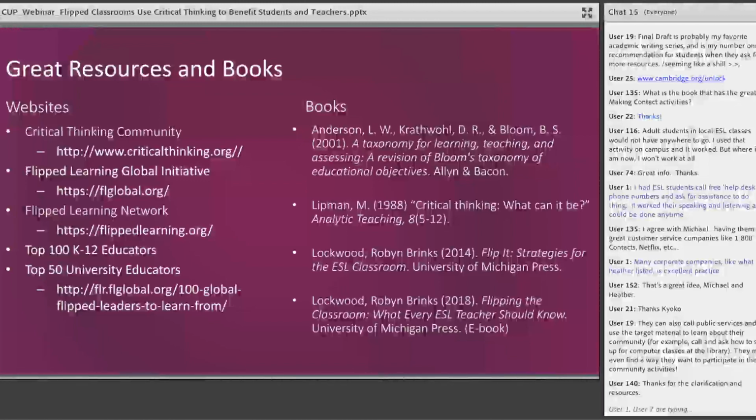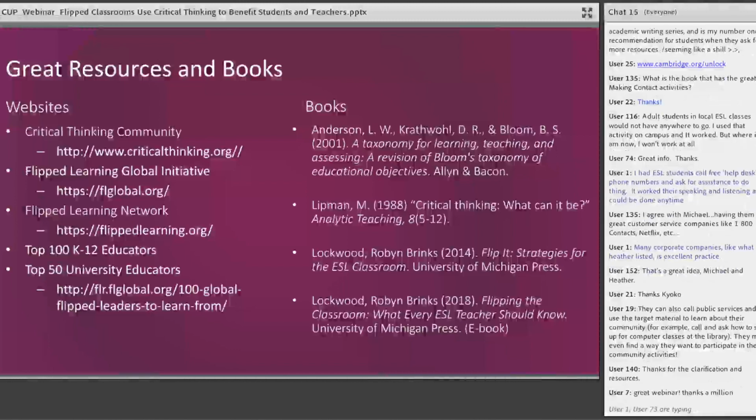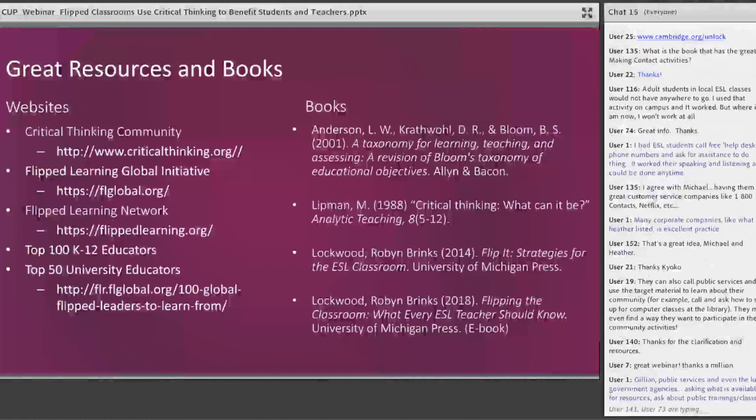And then on the right side, I've listed some books, the Anderson and Bloom book, which is all about Bloom's taxonomy, Littman's article on critical thinking, and then some of my own work on critical thinking and how to flip your classroom very easily, as well as focusing on the ebook. That last ebook is more about debunking some of the myths about flipped learning.